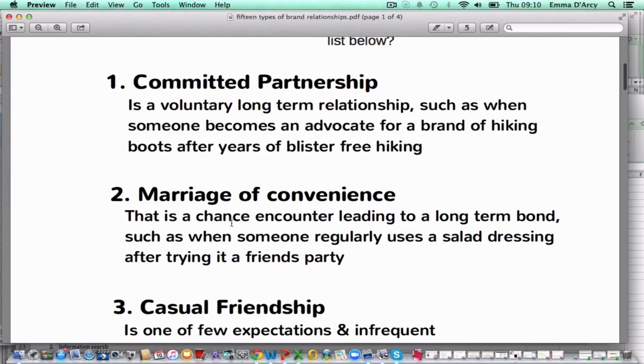Okay, marriage of convenience then is number 2. There is a chance encounter leading to a long-term bond. So when someone regularly uses a salad dressing after trying it at a friend's party. So the idea of this is it's kind of a marriage of convenience. So it's a chance encounter.